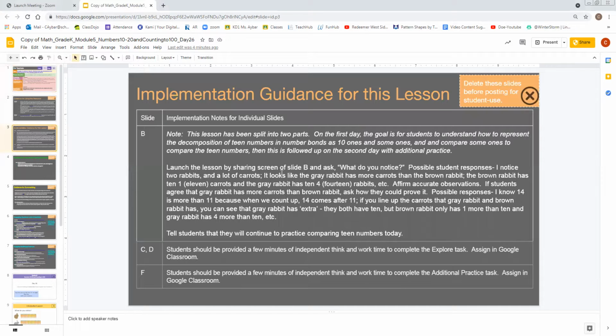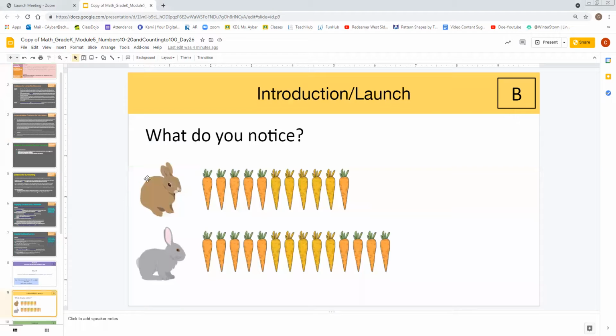Launch the lesson by sharing slide B and ask, what do you notice? Some of the possible student responses are going to be, I noticed 2 rabbits and a lot of carrots. So let's look at that slide. You have a brown rabbit and a gray rabbit. What do you notice? Some of your students might say a lot of carrots. Some carrots are orange, some are yellow. One rabbit has more carrots than another. What else might your students say?